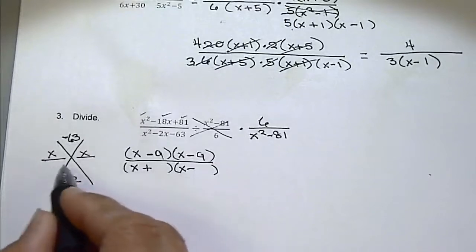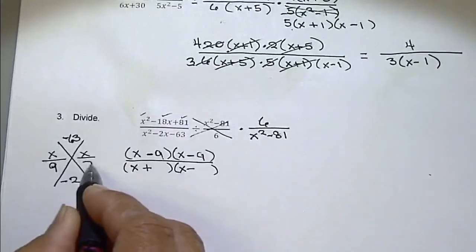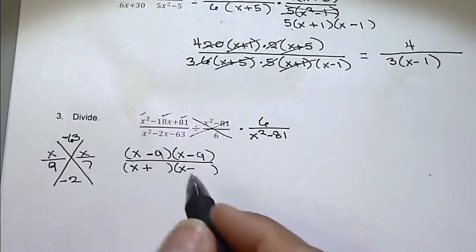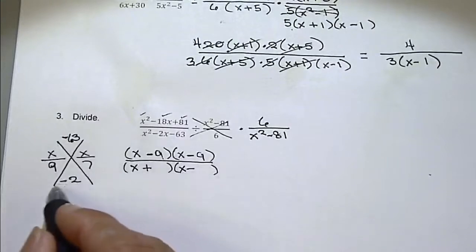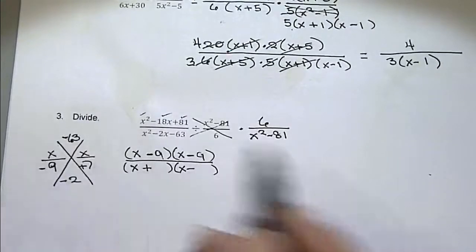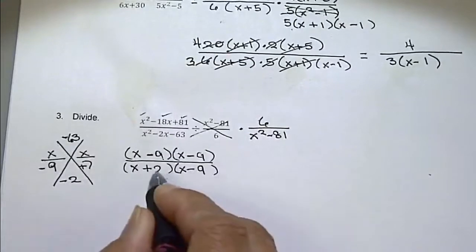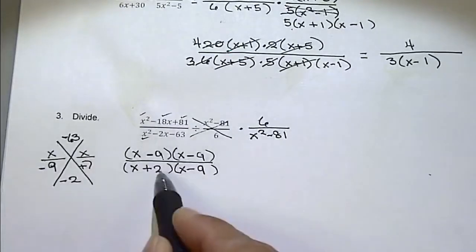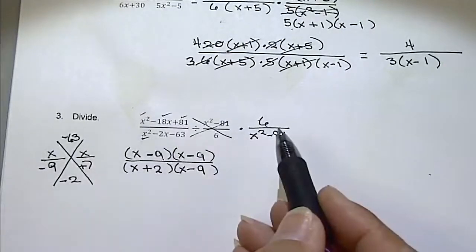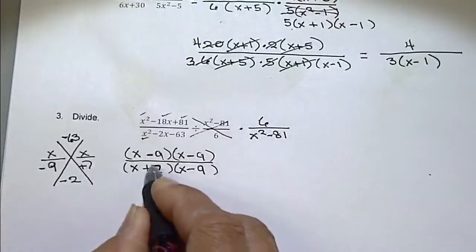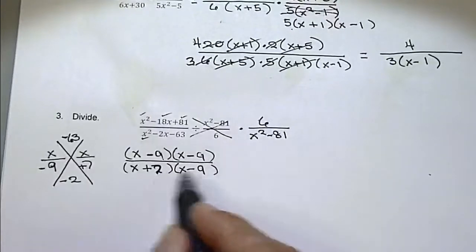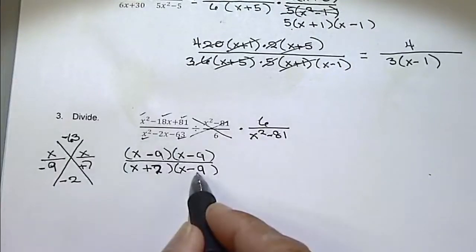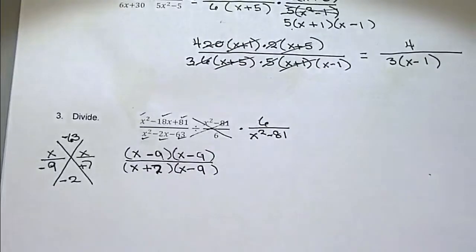9 and 7 would be it. So I got a 9, and I got a 7, and I need one of them to be positive and one to be negative. Which is the negative? The bigger one, because the answer has to be negative. So I came up with a negative 9, a positive 7, and now I need to check it. X times x is x squared. 7 times negative 9, negative 63. See, that's why you check it. 7x minus 9x, negative 2x, right?